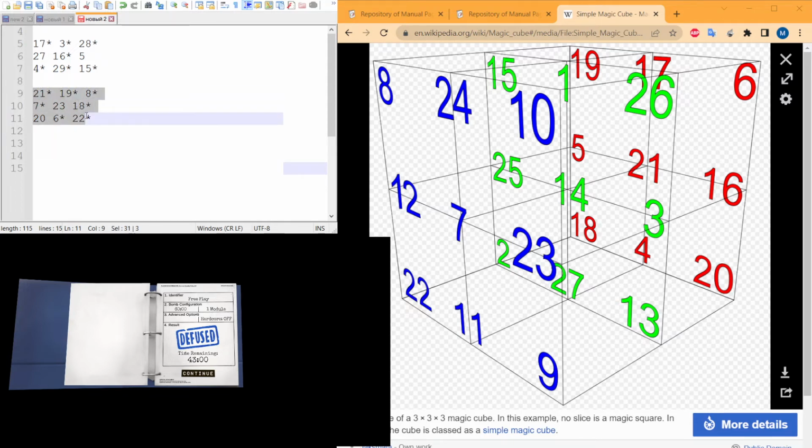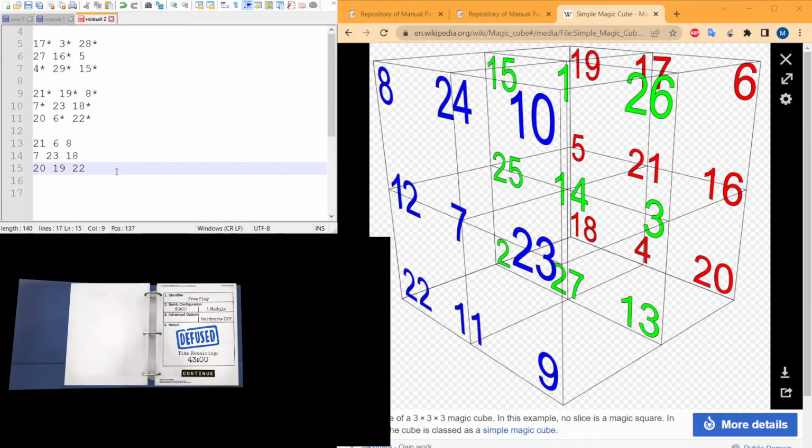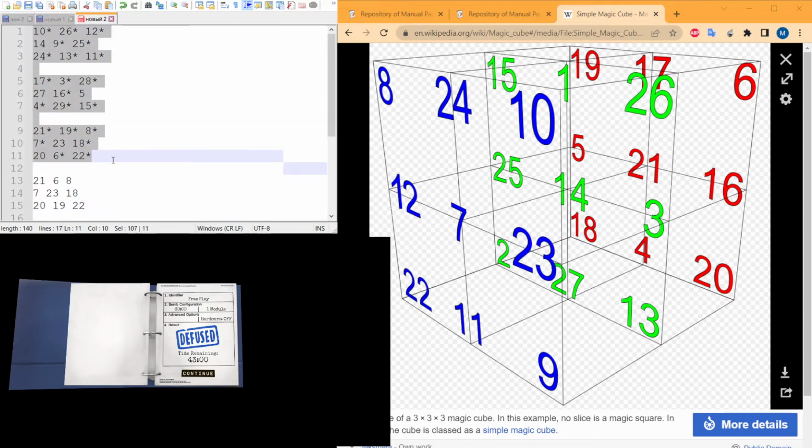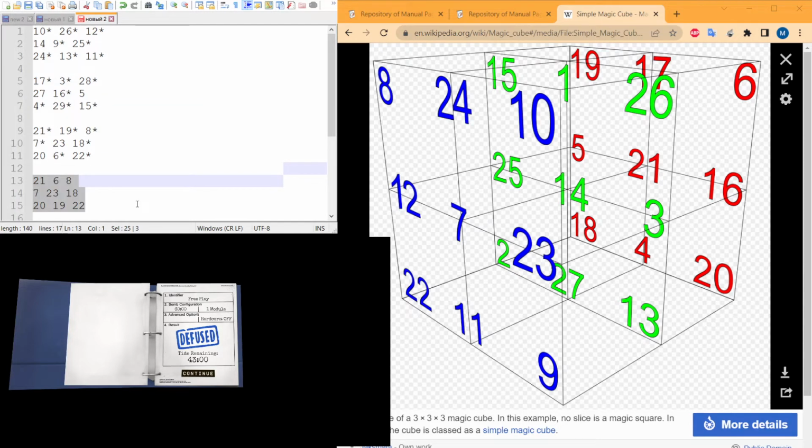We ended up having a correct configuration, but what if we had to do 21, 6, 8, 7, 23, 18, and 20, 19, and 22? So after sorting out all three squares, you will need to count the number of these squares which have this problem. So 0, 1, 2, or 3 squares will have a pair of numbers that have to be swapped.